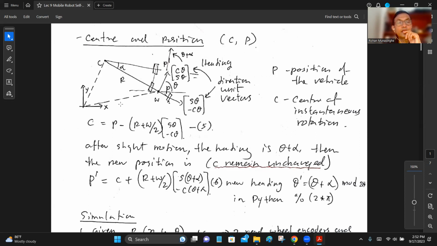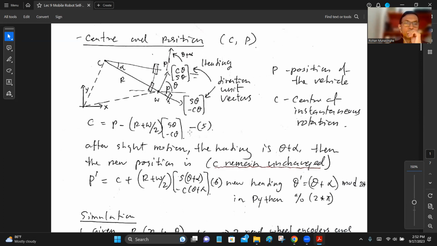Right? So you can write C position vector at this point is equal to P position vector here minus what is this vector? Well, the total length is R plus W over 2, because it's the radius. We have calculated earlier the radius plus half of the distance between wheels, that is W over 2. Now you have to put the direction. What is the unit vector along that direction? Because you have put negative already, you can take this direction, which is sine theta, minus cos theta. Put it there, and it converts the length into a vector.